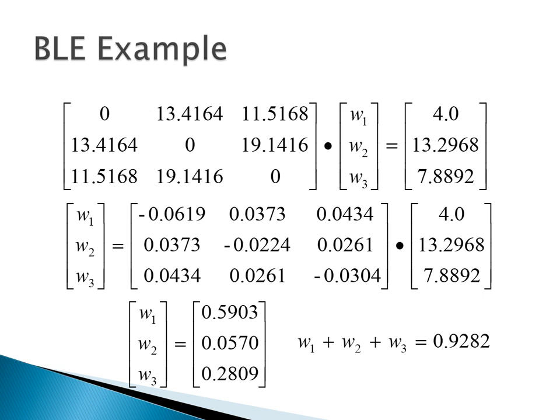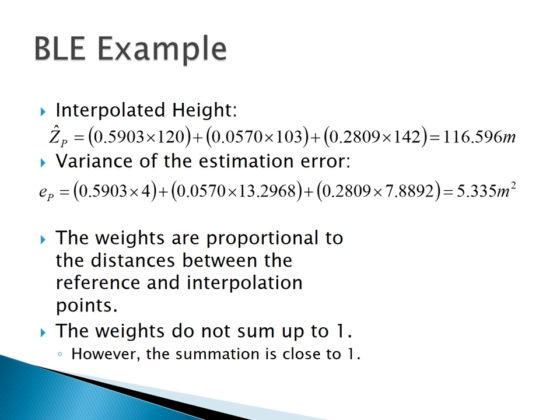I work through, this is BLE, so that I work through my simple Kriging. I get my sum of my weights, and then I can interpolate the height based on those values, and I get a value here. And then I can find out the estimation of the error, which is telling me it's about 5% of the interpolated height. So the weights do not sum up to 1, but it's close to 1, so that's okay.